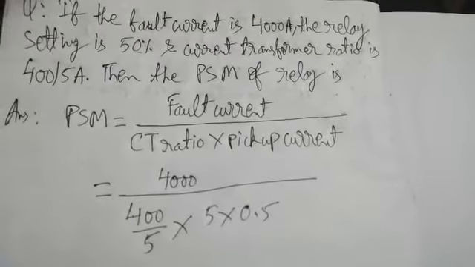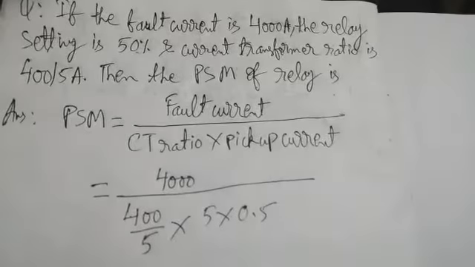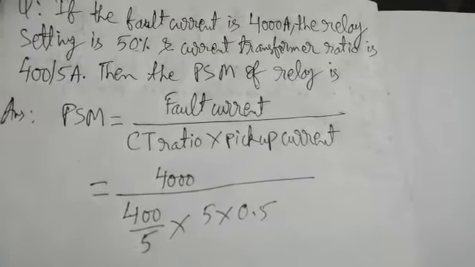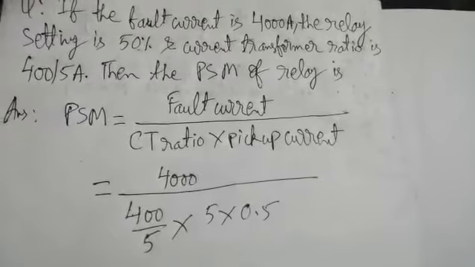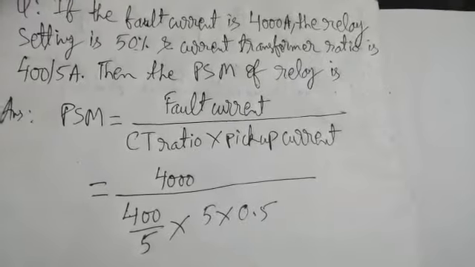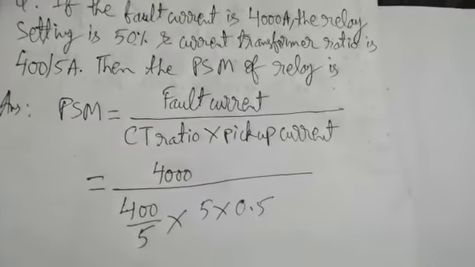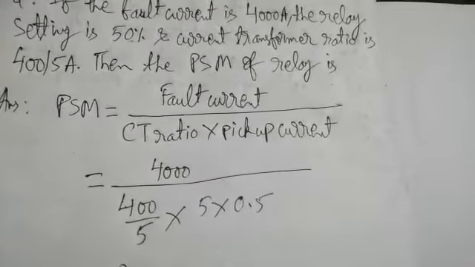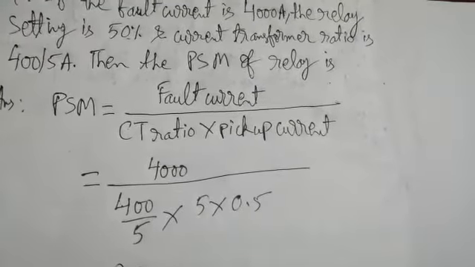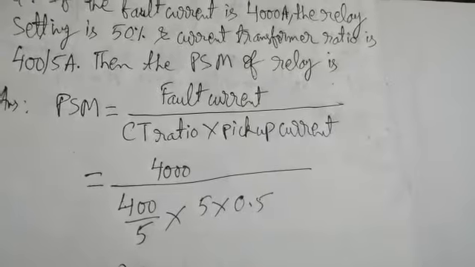So what is pickup current? Pickup current is given by a very important formula, so please always try to remember it. Pickup current is always defined as the product of the CT secondary current and the current setting. Again, I am repeating, pickup current is defined as the product of the CT secondary current and the current setting.